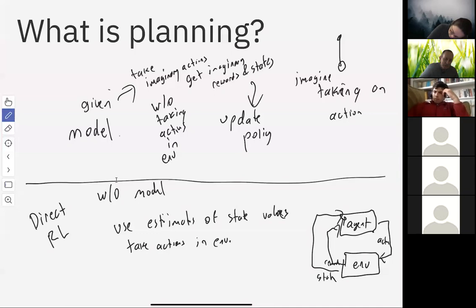Prof. Rhodes, so is this sort of like off policy? I see some parallels here.